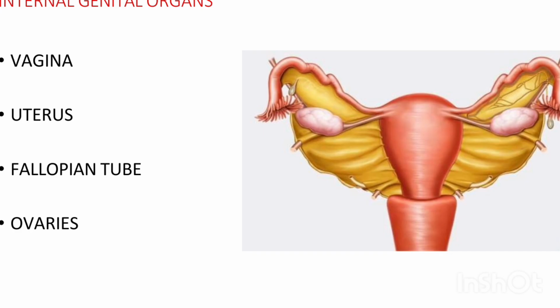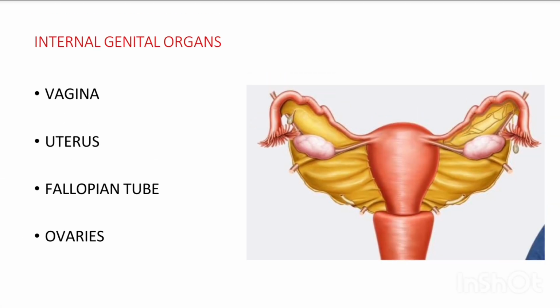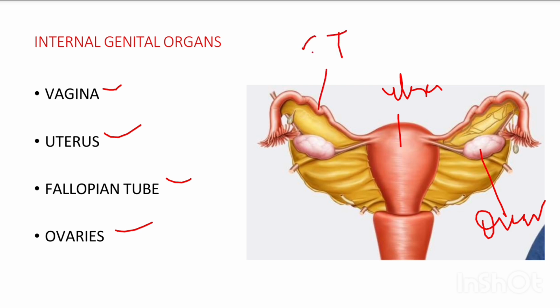Now the second most important is internal genitalia, which is clinically important in gynec and obs. So what are the parts included in the internal genital organs? This is the vagina, uterus, fallopian tube, and ovaries. This is uterus, this is ovary, this is fallopian tube, and the vagina is this. The hollow structure is called vagina.